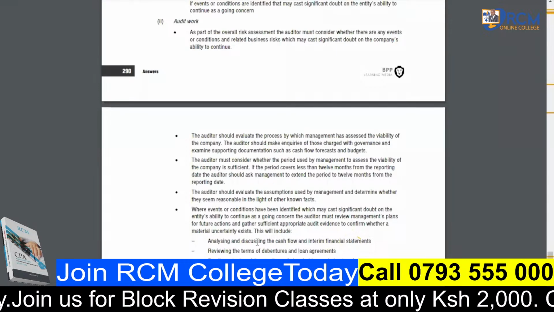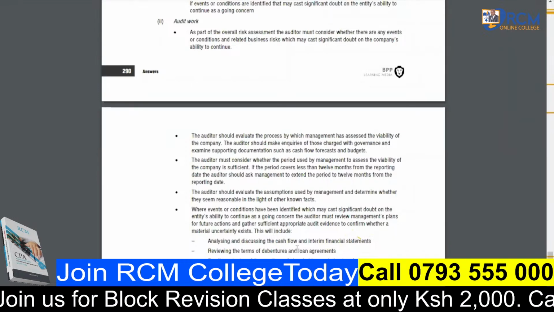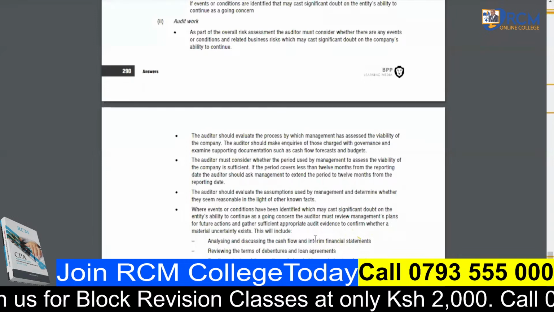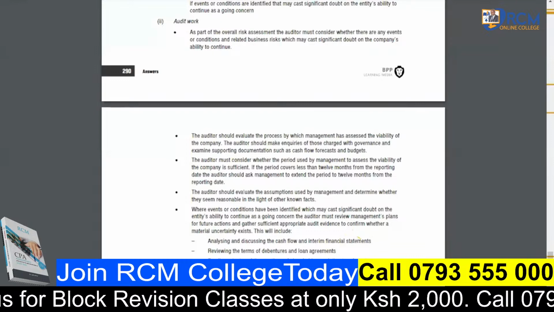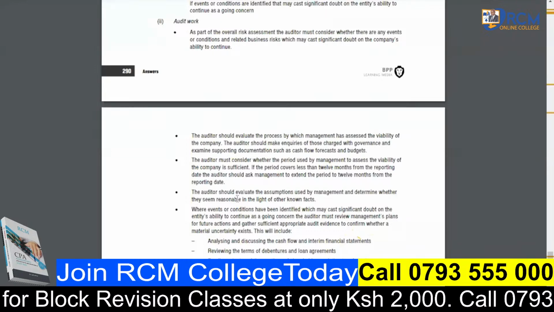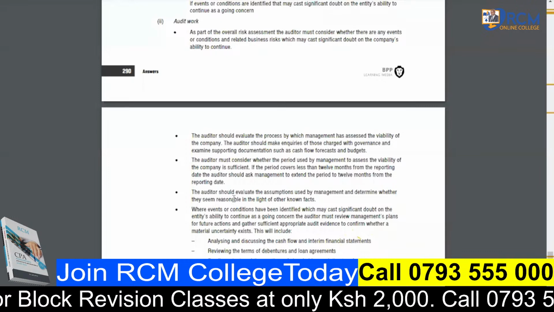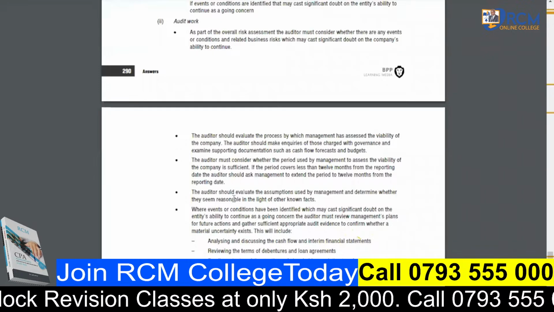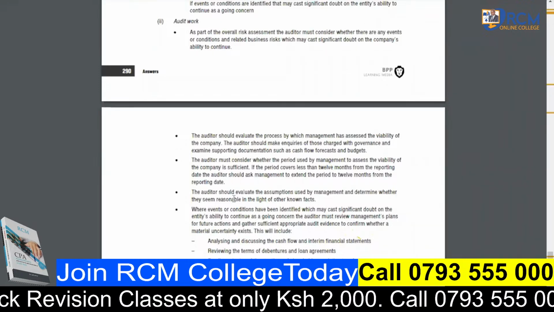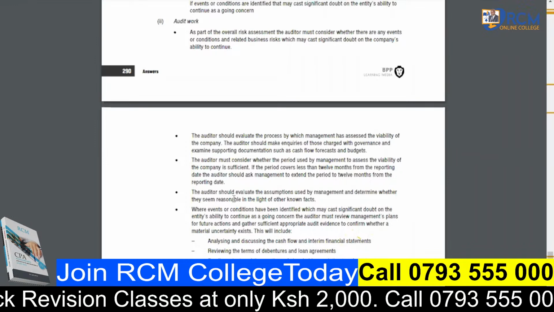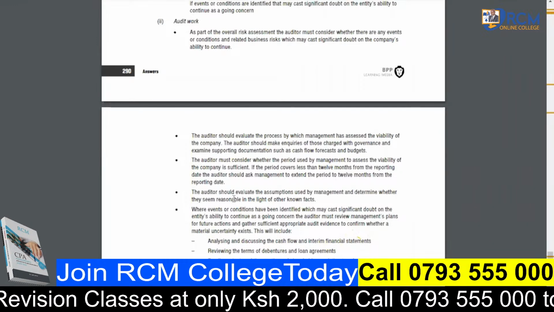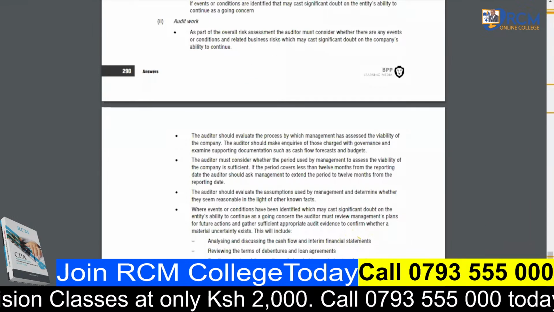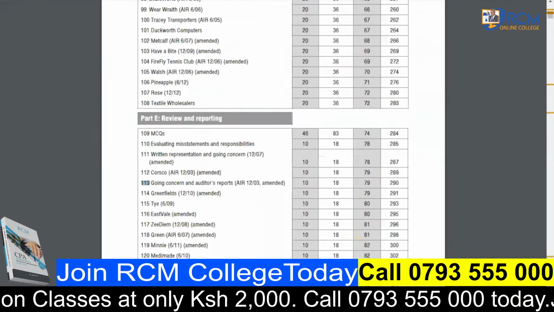This will include analyzing and discussing the cash flow and the interim financial statements, reviewing the terms of debentures and the loan agreements, reading minutes of the meetings of shareholders and directors for reference to financial difficulties, inquiring of the company's lawyers regarding any litigation and claims, assessing the possibility of raising additional funds, reviewing events after the period end. So, ladies and gentlemen, I hope that has helped us get at least a high level view of going concern.